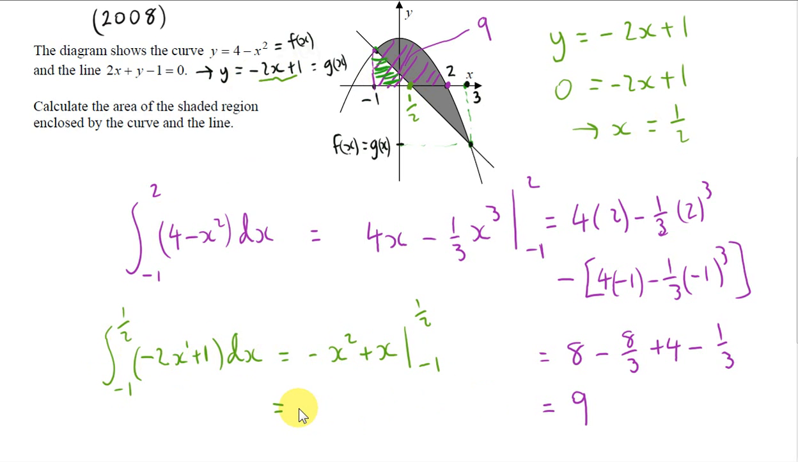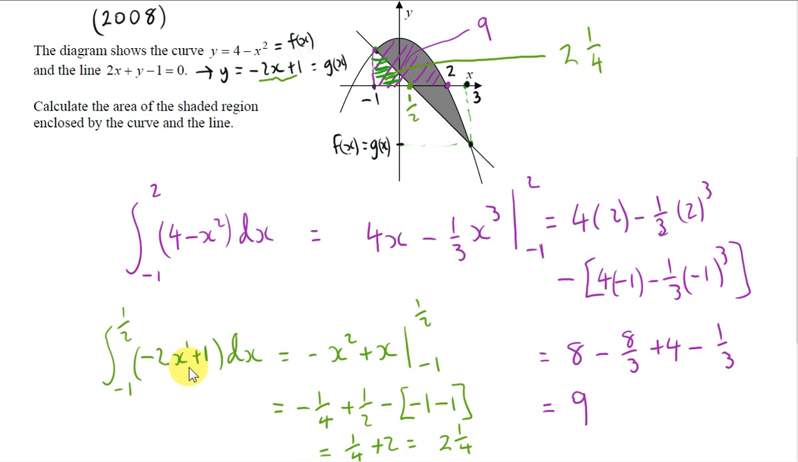So we have minus a half squared. Well, that's minus a quarter. Plus a half. Then a minus sign. And here we have minus 1 squared. That's -1. Then we plus -1. That's another -1. So we minus quarter plus a half. That's plus a quarter. Then we have minus 2, that's plus 2, so we get 2 1/4.